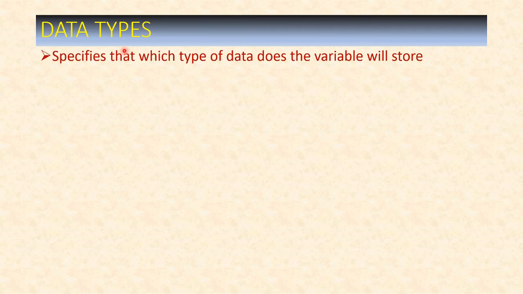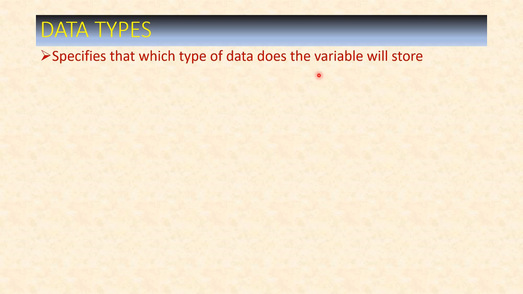First, we will understand the definition of the data type, what does data type mean and what's the purpose and the intuition behind having data types in the C language. What data types do is that they specify which type of data the variable will store. That means if you have a variable of a particular data type, this specifies that the variable will only store values which belong to that data type.